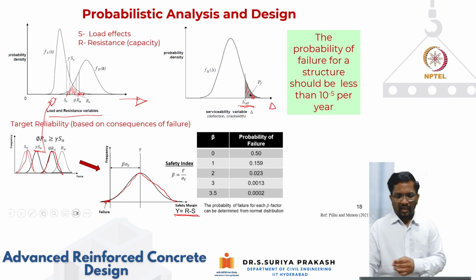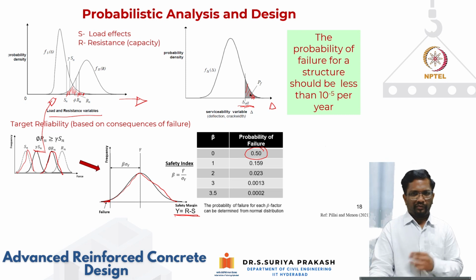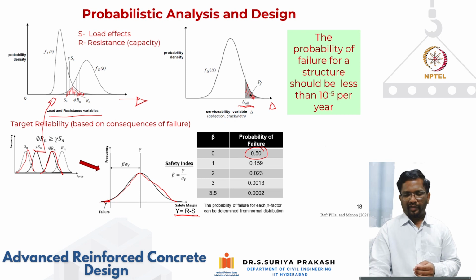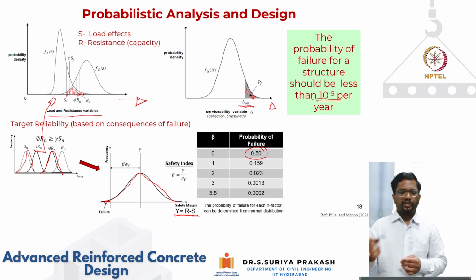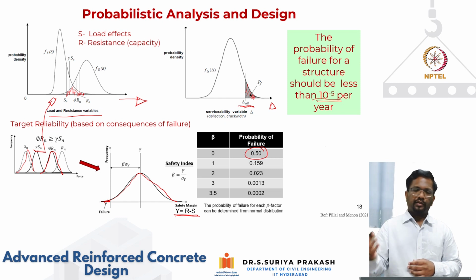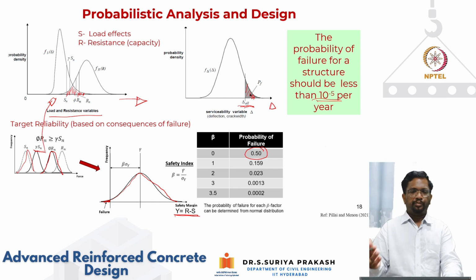Now, you see here, of course, when you choose beta as 0, the probability of failure is going to be 50%, or 0.5. We don't want that. For structural failure, we want the failures to be very, very low. So this is the value that we talked about per year. If you're using 50 years, it's going to be 50 multiplied by 10 to the power of minus 5. And usually we choose beta values between 3 and 3.5 or 4, depending upon what type of structure you're designing. Let's say if you're doing a nuclear reactor, then the beta value can be higher as well. If you're designing a simple residential building, the beta value usually is taken as 3.